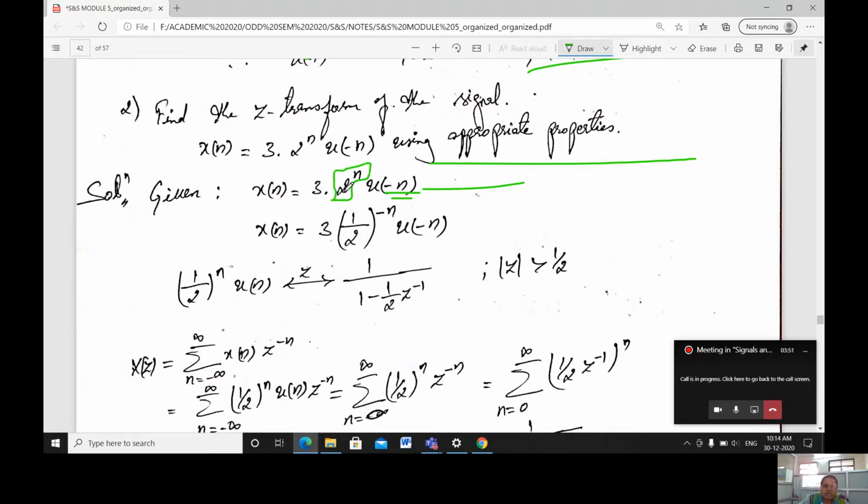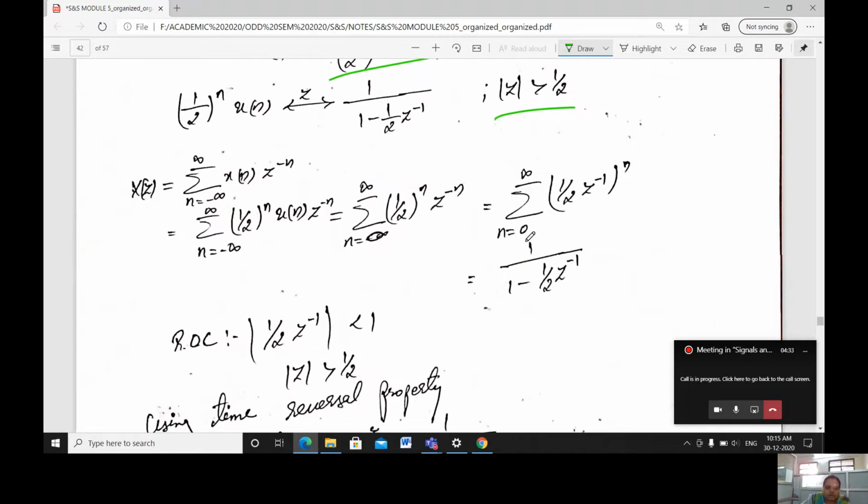What modification can I do? I want to represent the time varying function in terms of minus n, because u is of minus n. If I write 1 by 2 power minus n, it is nothing but 2 raised to n only. For that reason, I modified 2 raised to n as 1 by 2 raised to minus n, u of minus n. Then, for 1 by 2 power n u of n, the Z transform is 1 divided by 1 minus 1 by 2 Z inverse. Therefore, mod of Z is greater than 1 by 2.